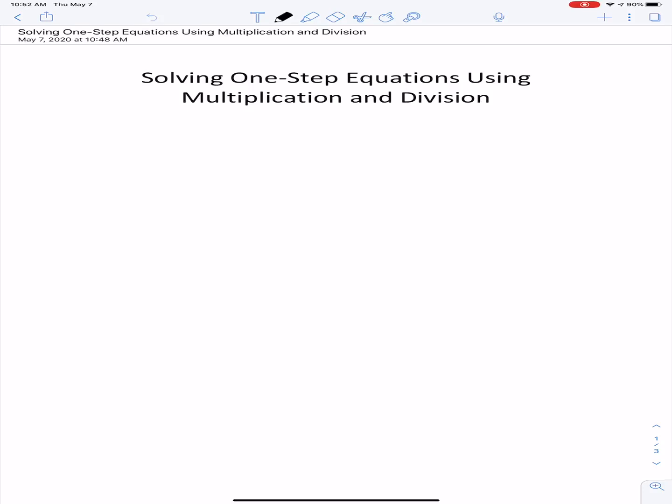Good day, everyone. Today we are going to talk about solving one-step equations using multiplication and division. But before we begin, let's talk about inverse properties.